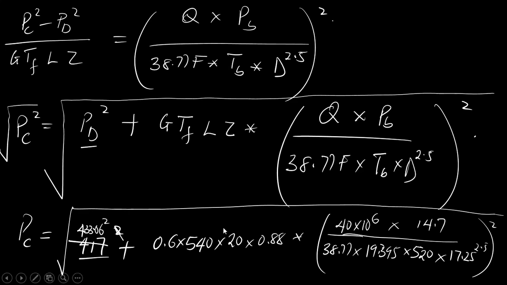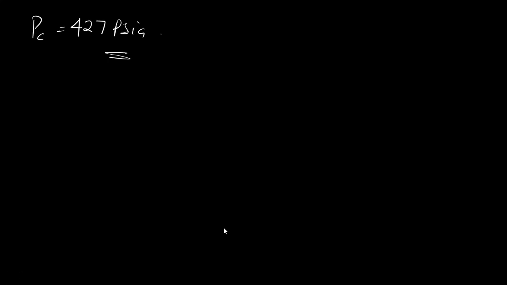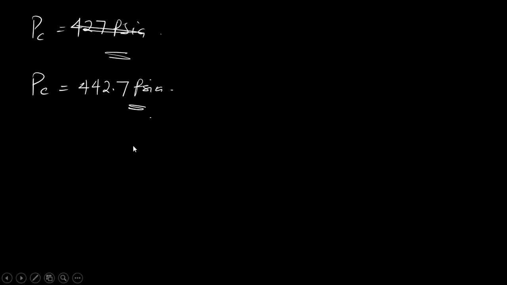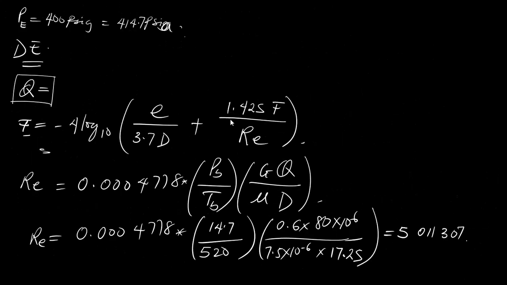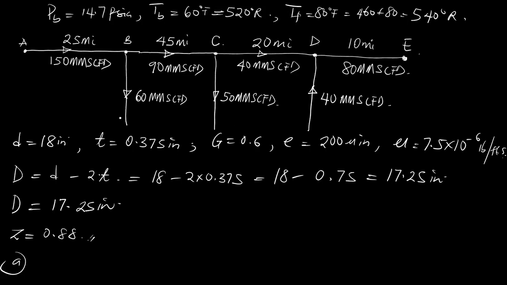So now the square root of this will now be, so that means our PC will now be 442.7 psia. So these are PC. Now we need to calculate the PB, that is the pressure at B. Let's look at the drawing here. Now we have at B you have the P, the BC.